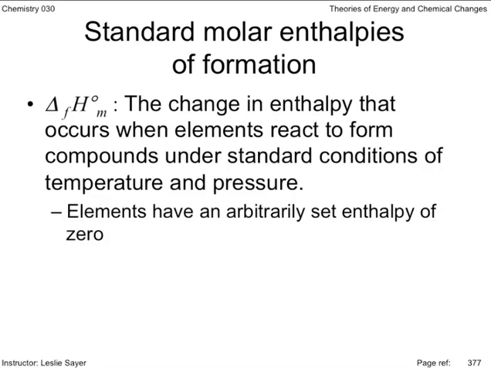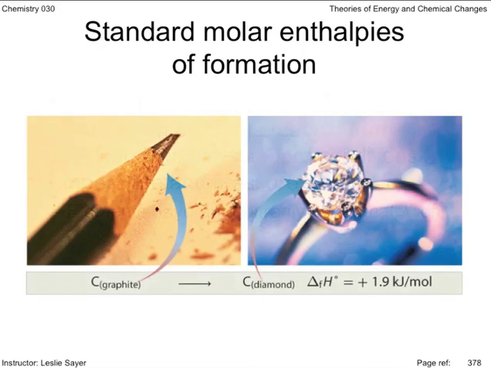Your data book will not include the subscripted M. Under standard conditions, some elements can exist in more than one form. Carbon, for instance, is either graphite or diamond under standard conditions. Graphite is generally considered to be the standard state of carbon and therefore has an enthalpy of formation of 0 kilojoules. Diamond is positive 1.9 kilojoules per mole.